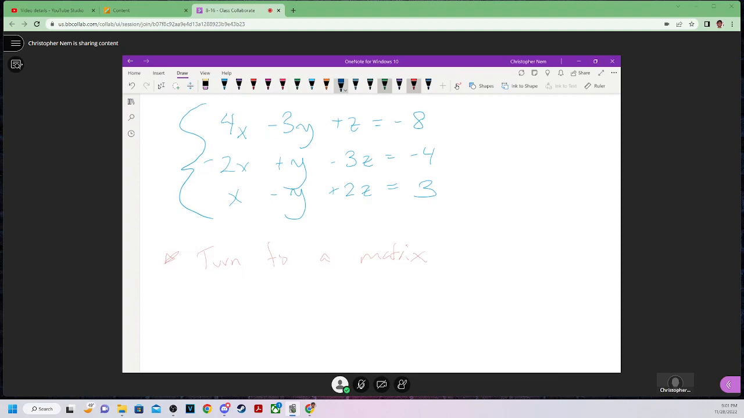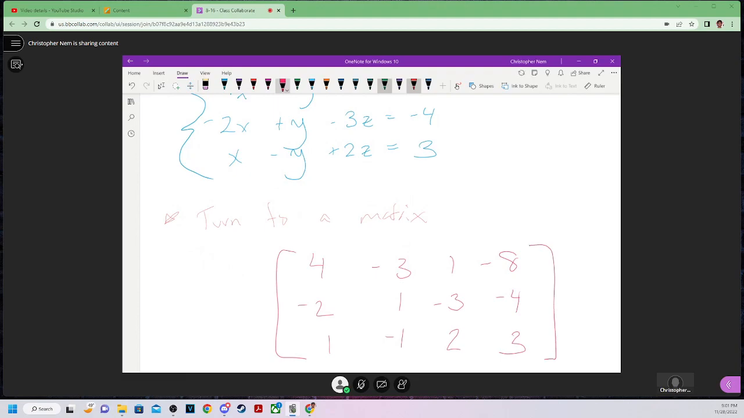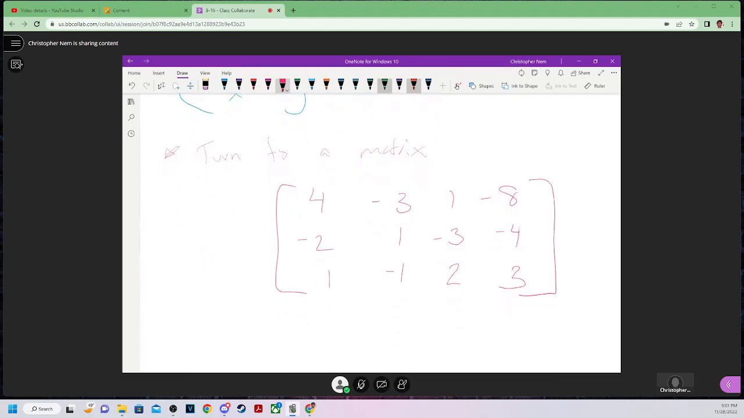All right, if you turn this into a matrix, your matrix should be 4, negative 3, 1, negative 8. That's the first row. The second row is negative 2, 1, negative 3, negative 4. Then 1, negative 1, 2, and 3. This is your augmented matrix. Remember, when I say augmented matrix, I just mean the last column is your constants. All right, so this is nice.